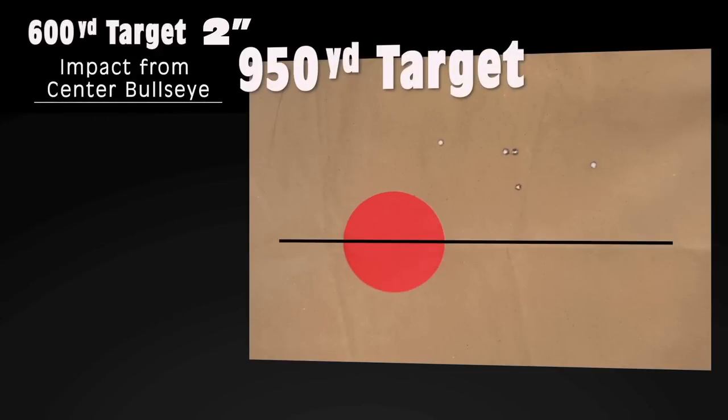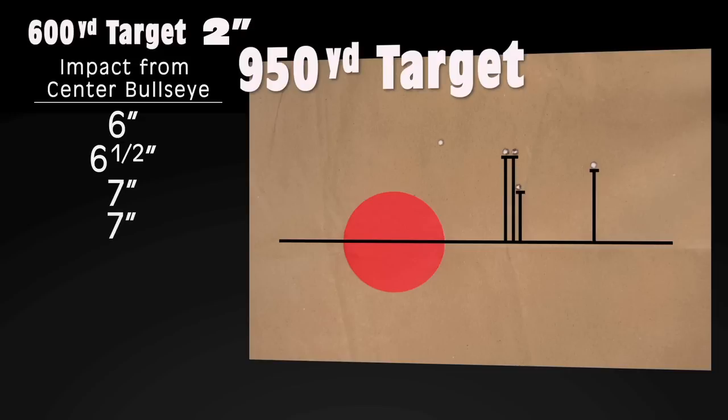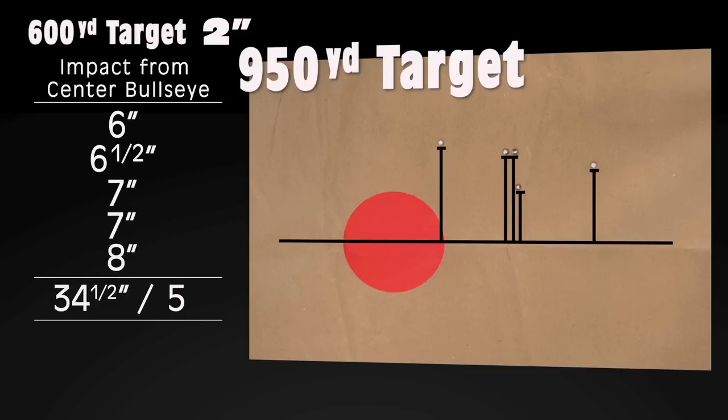I'll do the same thing at the 950-yard target. With my tape measure, I'm going to measure, okay, I've got one strike, it's at 6 inches. I've got one at 6.5, it looks like. Okay, I've got two real close together, right at 7, so 2 sevens. And then it looks like there's one right at 8. So if I add those up, it looks like 34.5 inches. If I divide that by the number of shots again, 5 shots, that gives me an average of 6.9 inches high.